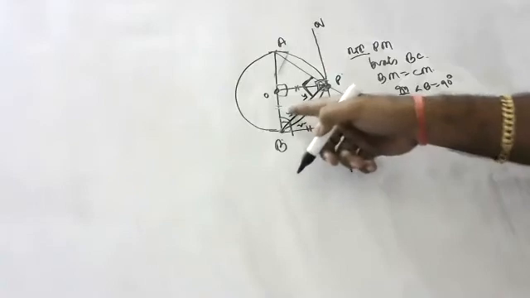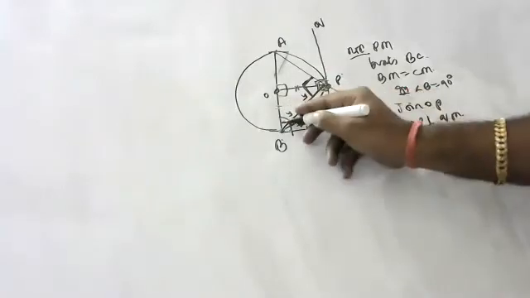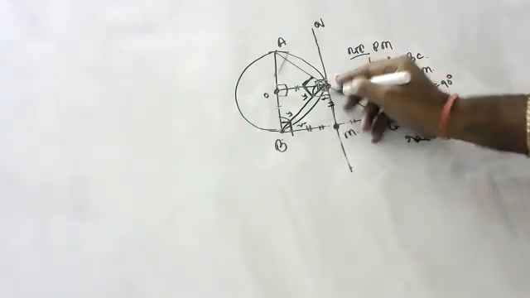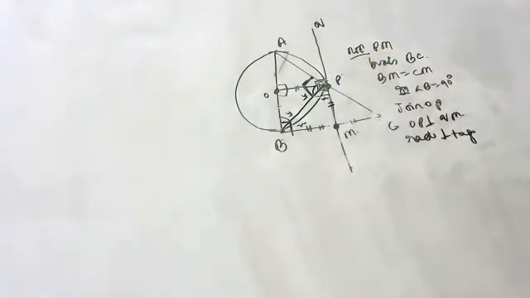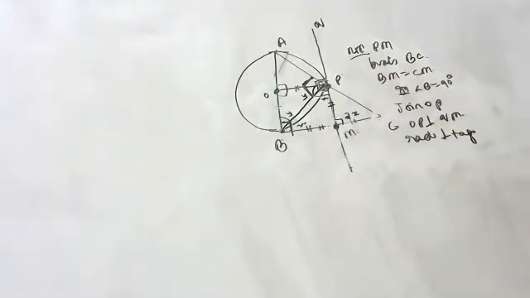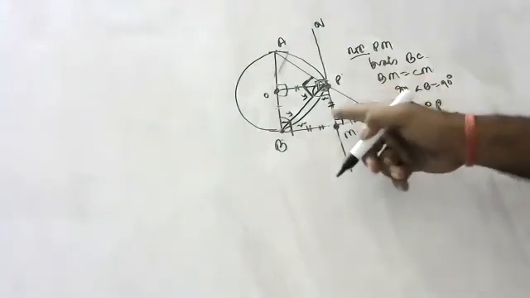So x plus y is 90, children. Here also x plus y is 90. And because this is x, this we can say is 2x, children. Exterior angle is equal to the sum of the interior opposite angles. This is 2x.